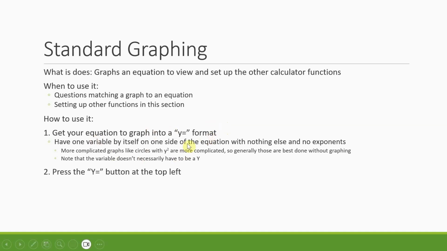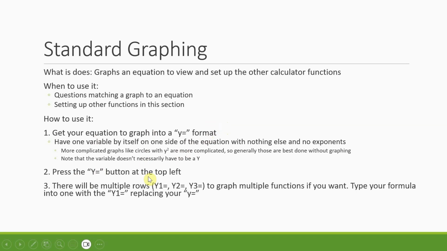So once you have it in the right format, you're going to press the y equals button at the top left of your calculator. And you're going to find that there's multiple rows. There's a y1 equals, a y2 equals, a y3 equals, and so on. So you can actually use each of these to graph multiple functions if you want. So what you're going to want to do next is just type your formula into one of these. I'll use y1 as the example, because typically if you're just graphing one thing, that's the one you're going to go to. It's at the top. So that y1 equals is just replacing the y equals in your formula.